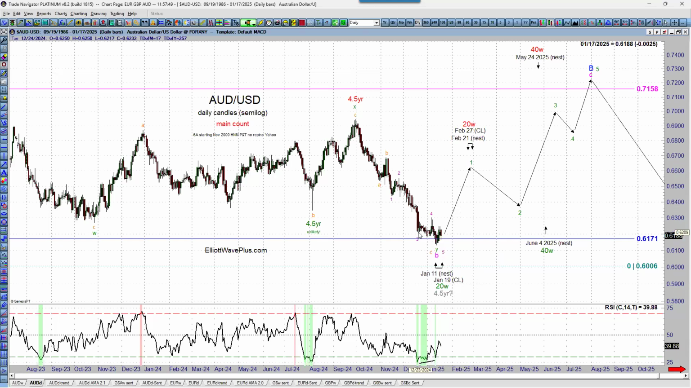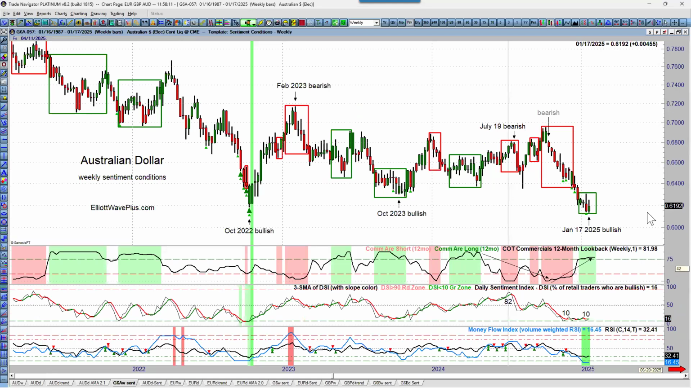One thing you can say about the Australian dollar is it really hasn't gone much of anywhere since mid-December. Yeah, it moved up a little and moved down a little, but it's still about where it was and has been for the last month. Commercials are heavily long the Australian dollar. Retail's at a 10. That is a perfect storm of bullishness on the Australian dollar.